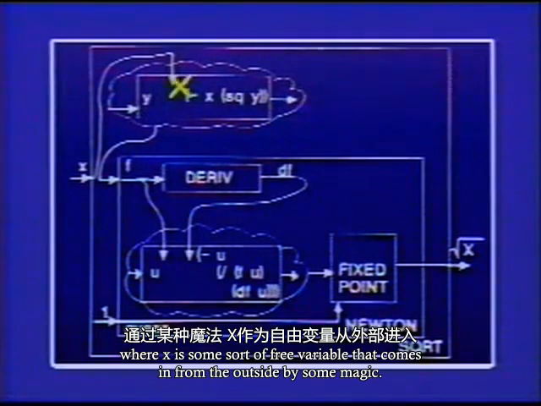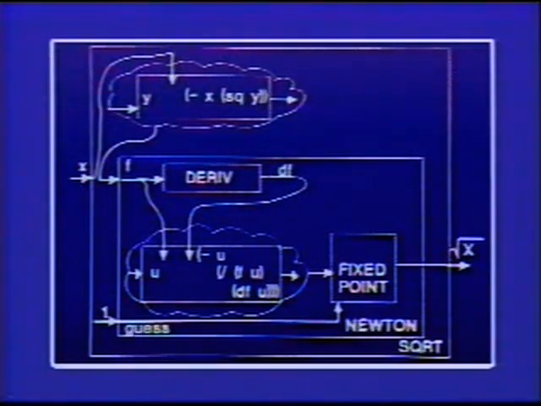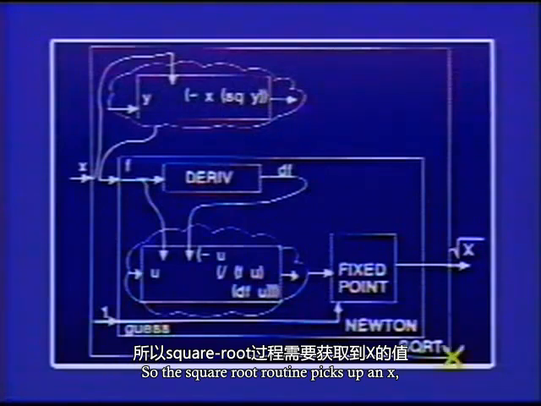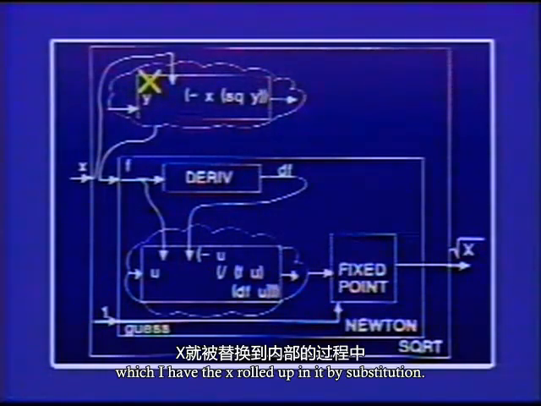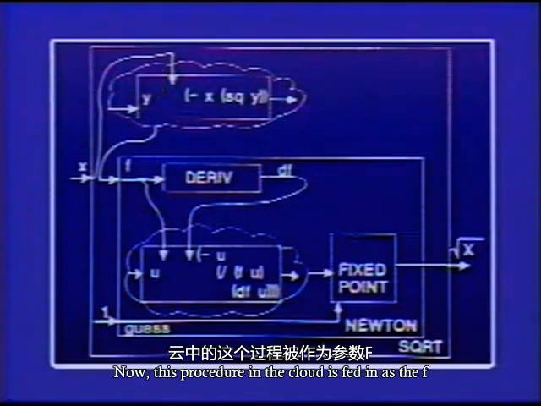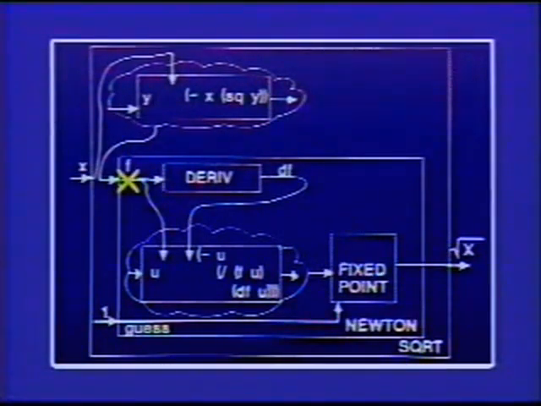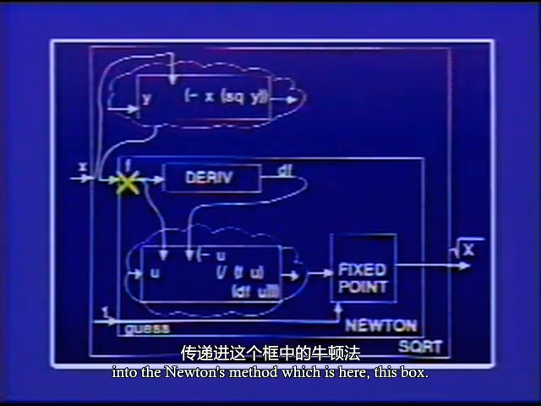Okay? Where x is some sort of free variable that comes in from the outside by some magic. So the square root routine picks up an x, and builds this procedure, which has the x rolled up in it by substitution. Now, this procedure in the cloud is fed in as the f, into the Newton's method, which is here, this box.